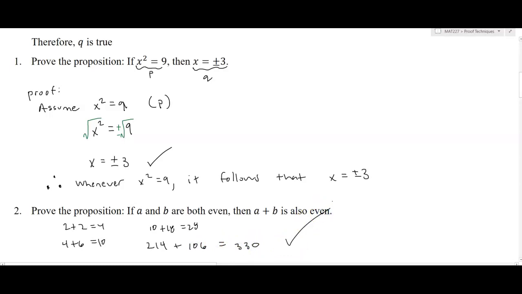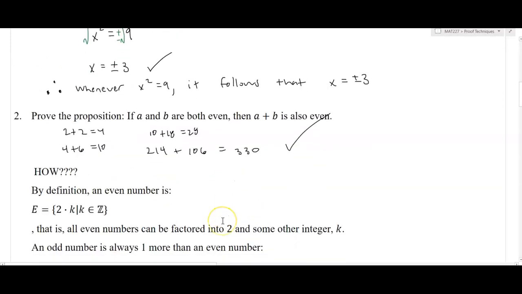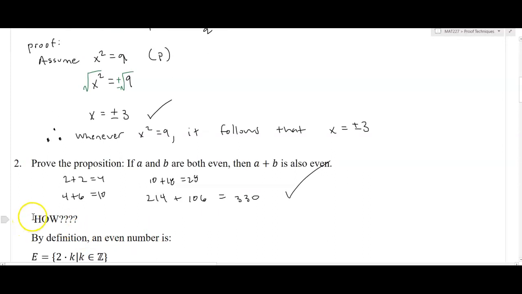But the problem is that only works when A and B are 2 and 2, when A and B are 4 and 6, when A and B are 10 and 18, and when A and B are 214 and 106. So if you only set out to prove it for those 4 pairs of numbers, you've succeeded. However, if you're trying to say that for any even integer A and for any even integer B, the sum of those numbers is also even, this is not going to suffice. So how do we do this?